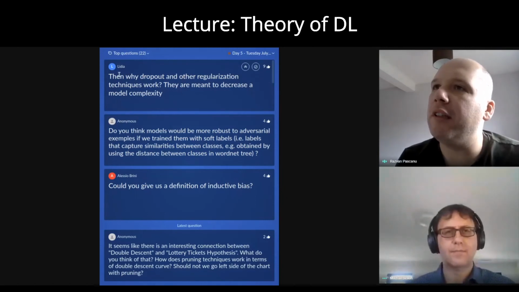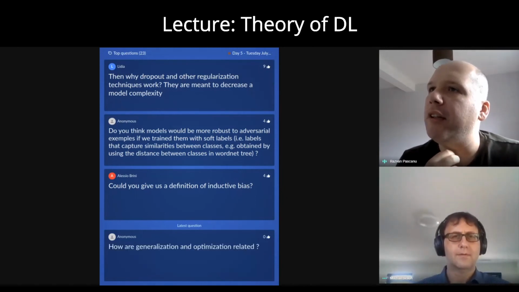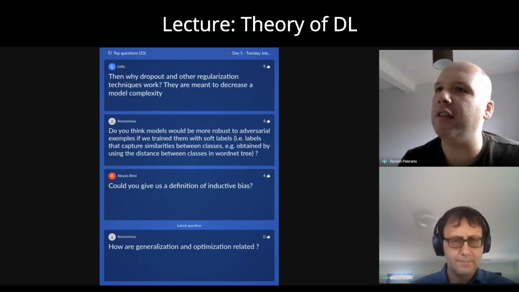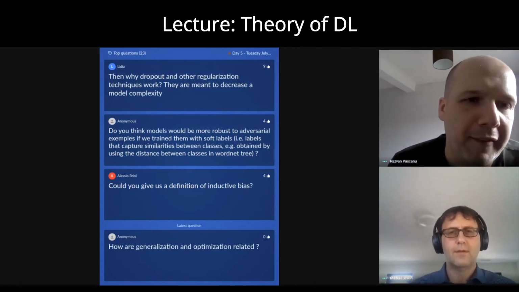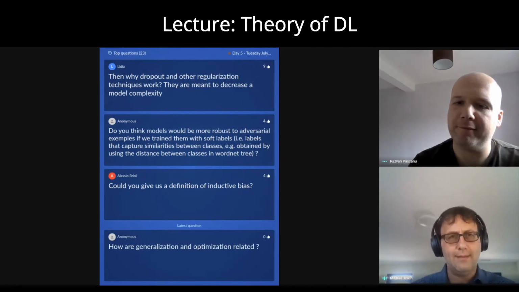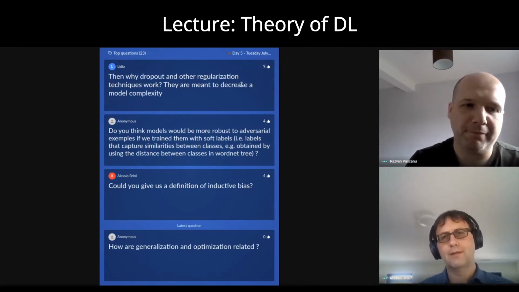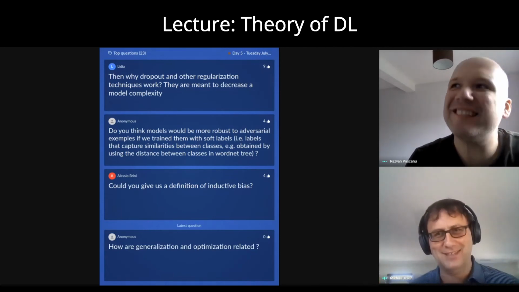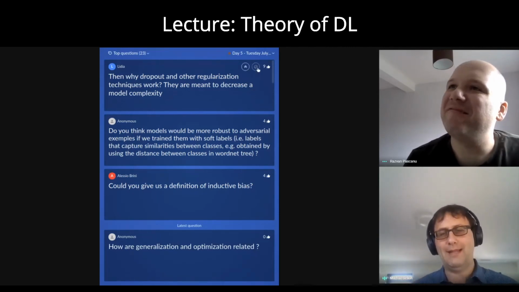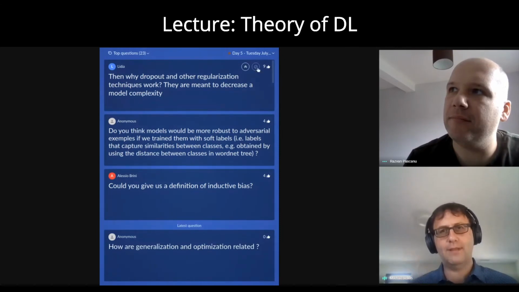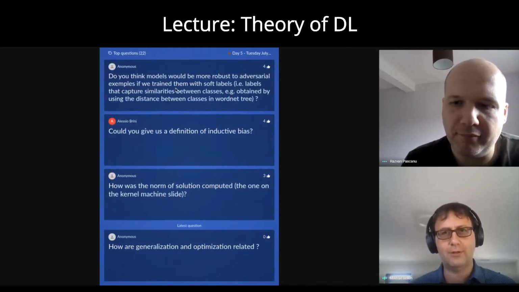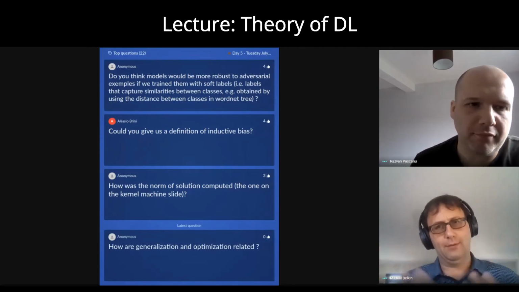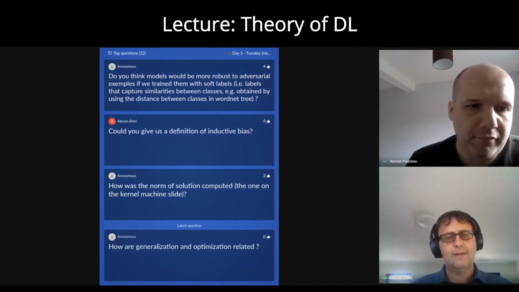So I guess the top question is, why do dropout and other regularization techniques work, given everything you've said? They are meant to decrease the model complexity or capacity. That's a really good question. I think there are a couple of answers to that. Almost all my answers should be taken as conjectural. We don't know. I think it's very fair to say at this point that nobody knows for sure. The things are still very new. We don't have a complete theory of everything that we can answer. But we have some internal models that we can think about.